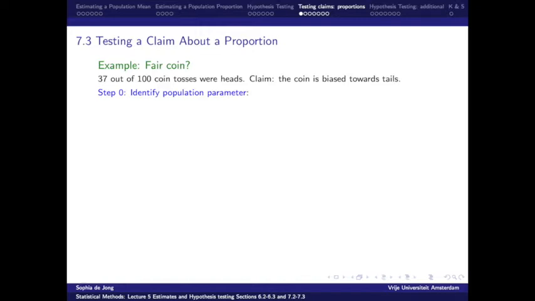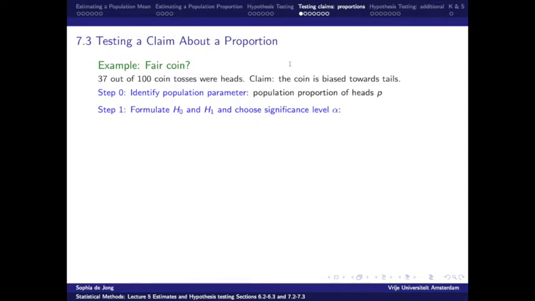That's the exercise. Alright, so step 0, first we identify the population parameter. Well, in this case, that's the population proportion of heads, and we call that one P. Then in step 1, we formulate the null and alternative hypothesis, and we choose a significance level alpha, or actually alpha is in the question, but you have to formulate your null and alternative hypothesis.